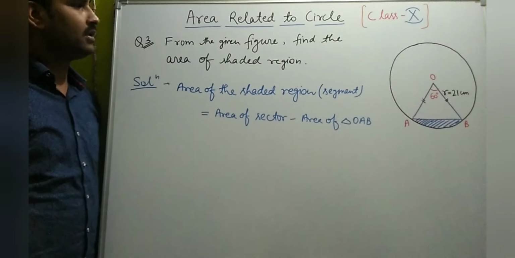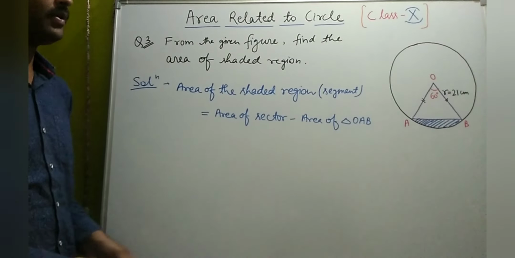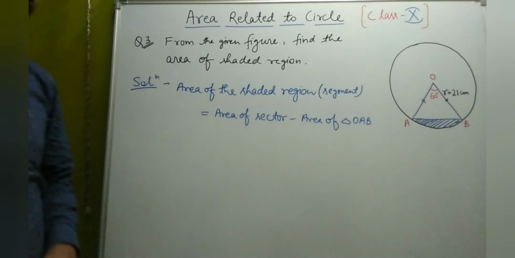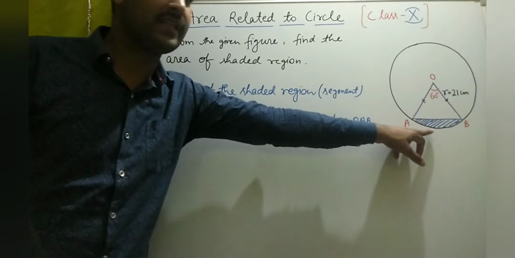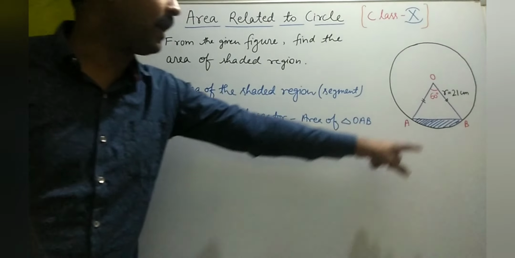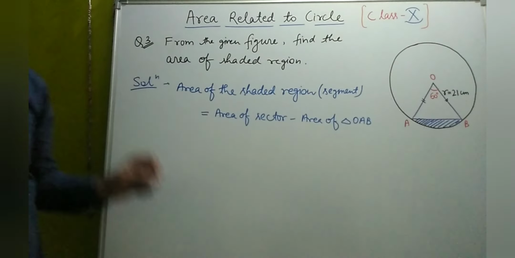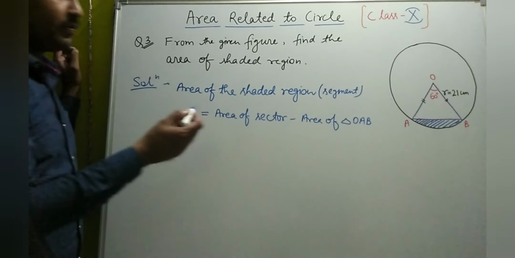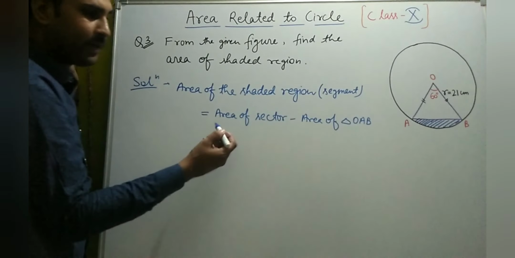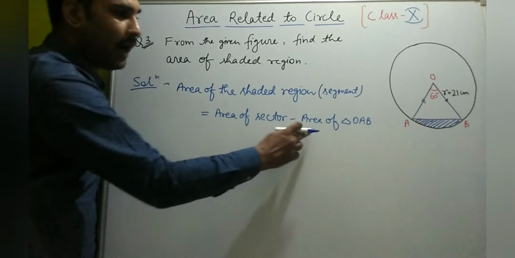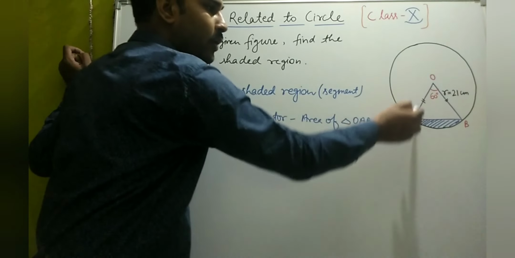In the next question, we have to find the area of this shaded region. As we can see here, this shaded region is the region bounded by a chord and the corresponding arc. So this is a segment. We know that the area of a segment is obtained by the area of the sector minus the area of this triangle OAB.